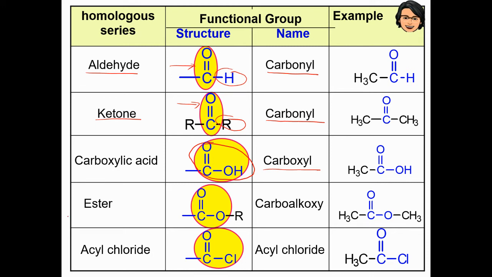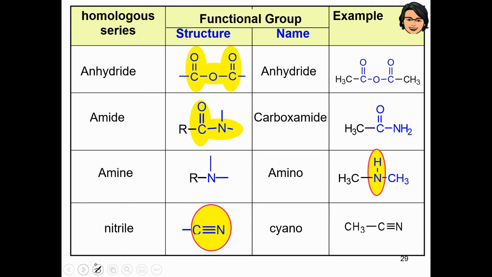Now another one that you are familiar with, that is ester. For ester, the functional group name is carboalkoxy, so you have to circle C double bond O and the other O. What is the difference between carboxylic acid and ester? As you can see here, the C double bond O is attached to OH for carboxylic acid. For ester, it must be attached to an alkyl group. It can be CH2, CH3 or whatever it is, but it cannot be OH. Then acyl chloride, the C double bond O attached with chlorine. Now another one, anhydride.